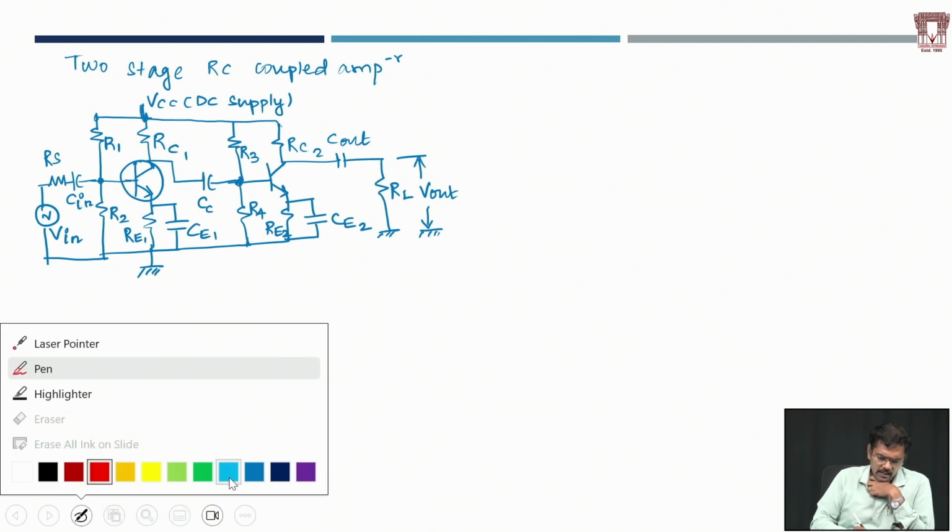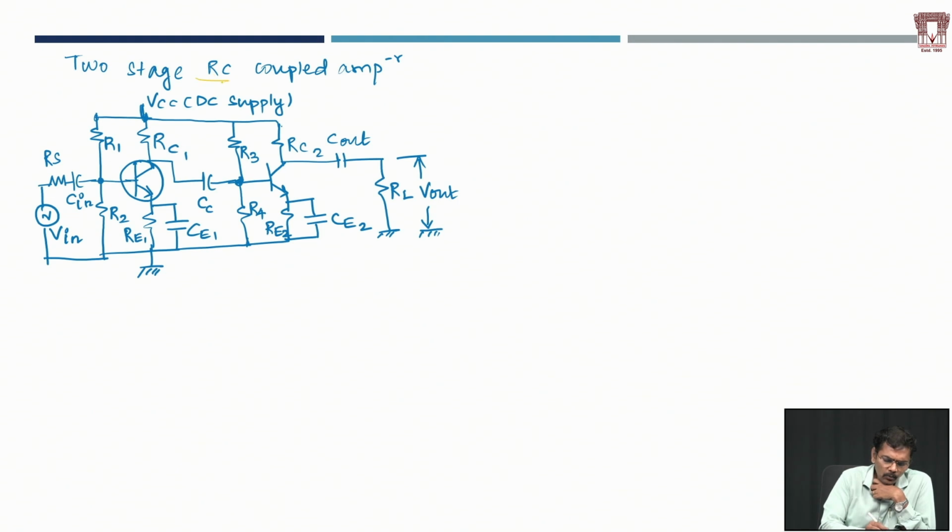Now, in the two-stage RC coupled amplifier, we're going to see how this RC component couples two transistors. Here we have transistor 1 and here we have transistor 2. The R and C are the ones that couple the first stage with the second stage. Now, I'll explain each component of it.